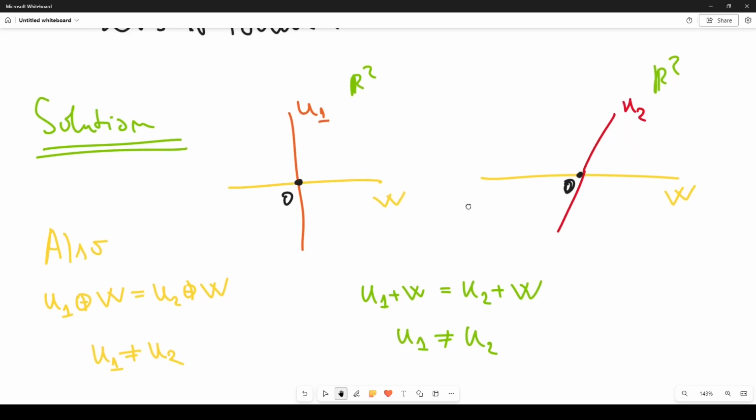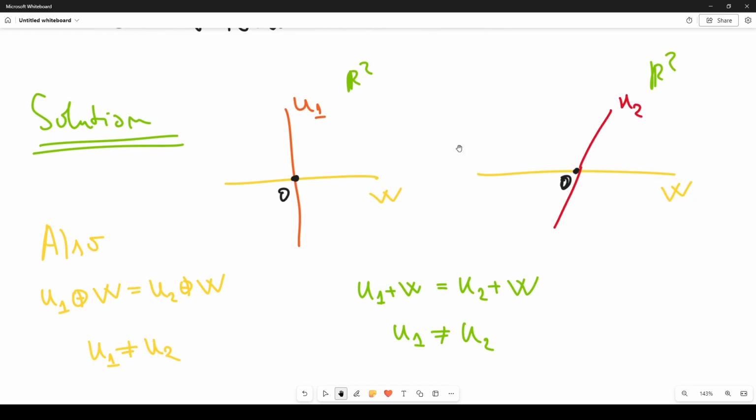Also, since we have this picture in front of us, if we were to strengthen this equality and say that U1 direct sum W is equal to U2 direct sum W, it also doesn't follow that these two subspaces have to be equal, since again, this is also a direct sum. W and U1 form a direct sum of the plane, and W and U2 also form a direct sum of the plane. And again, these two subspaces are not the same.